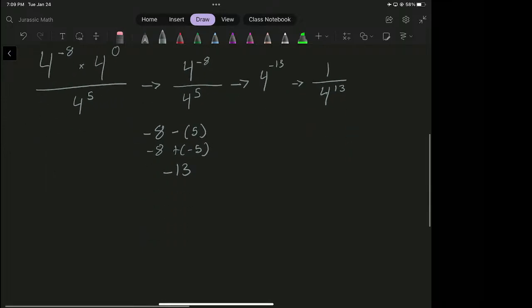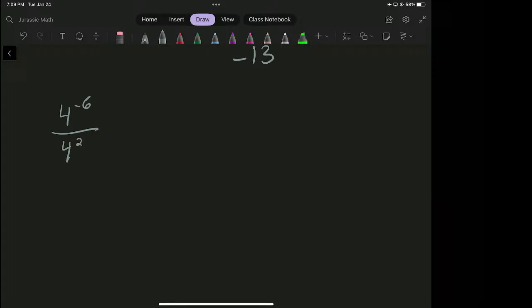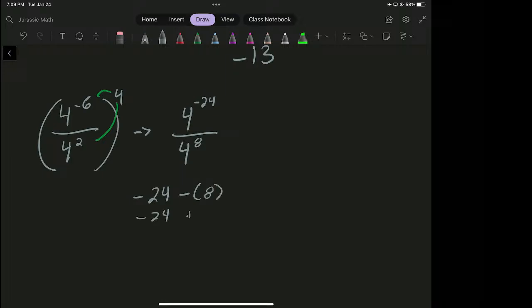Then another example for this could just be 4 to the negative 6 over 4 squared, parentheses, to the 4. Because this is a power to a power, I'm just going to multiply, which will give me 4 to the negative 24th power over 4 to the 8th power. And once again, since I'm dividing, I'm just going to do negative 24 minus a positive 8. Keep, change, change. That's going to be a negative 32.